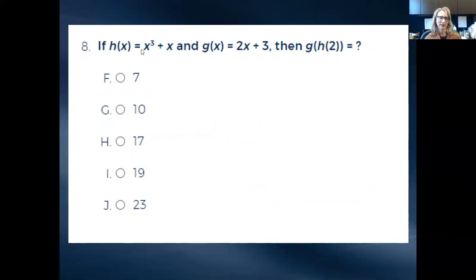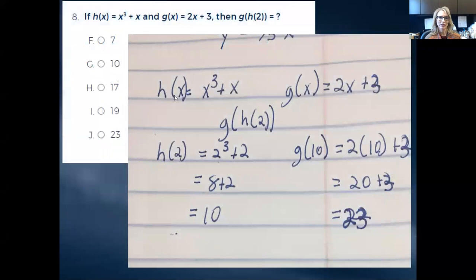All right, here's an example. If h of x equals x cubed plus x and g of x equals 2x plus 3, then g of h of 2 equals what? So actually they're wanting us to put a 2 where x is to start with in the h of x function, and then we're going to put that answer into the g of x function. So let's just do that. So h of x is equal to x cubed plus x, so we're going to put a 2 in there.